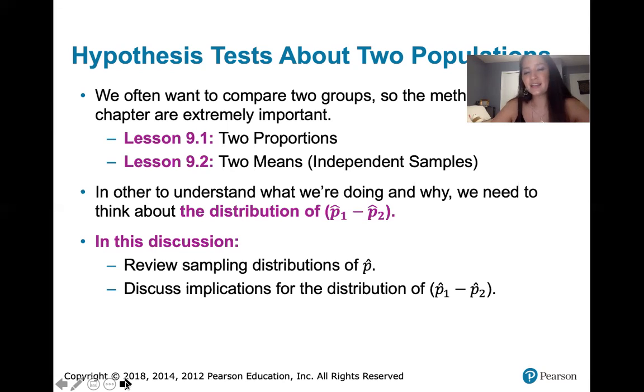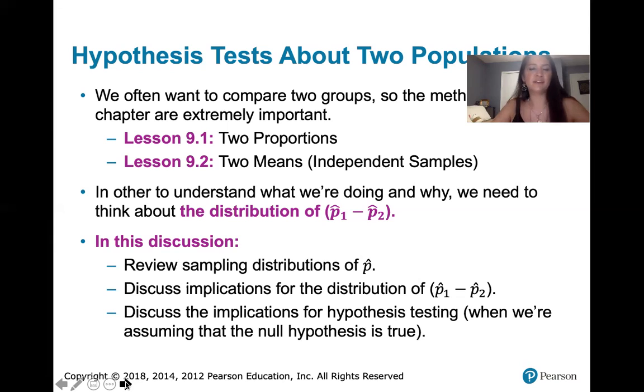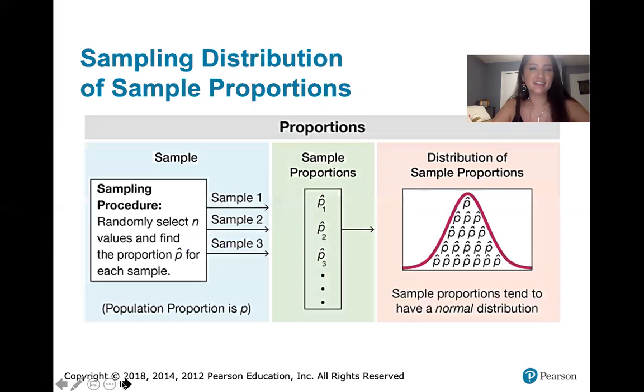And then we're going to discuss the implications of what we know about sampling distributions of p hat for the distribution of this difference between two p hats, p1 hat and p2 hat. And then we're going to discuss the implications of that distribution for hypothesis testing when we're assuming that the null hypothesis is true. Okay, so that's the plan. Let's start by reviewing sampling distributions of p hat.